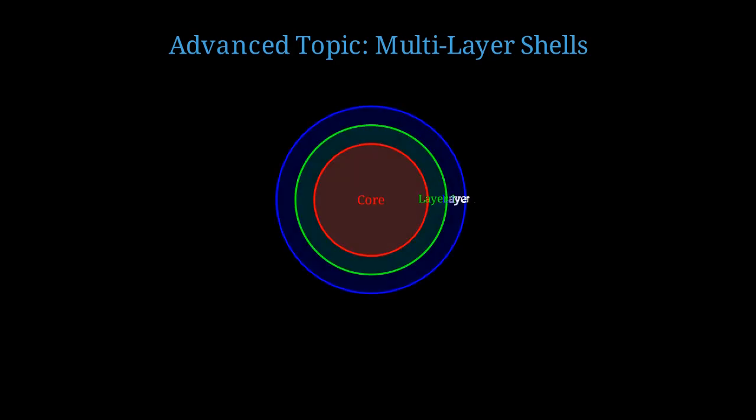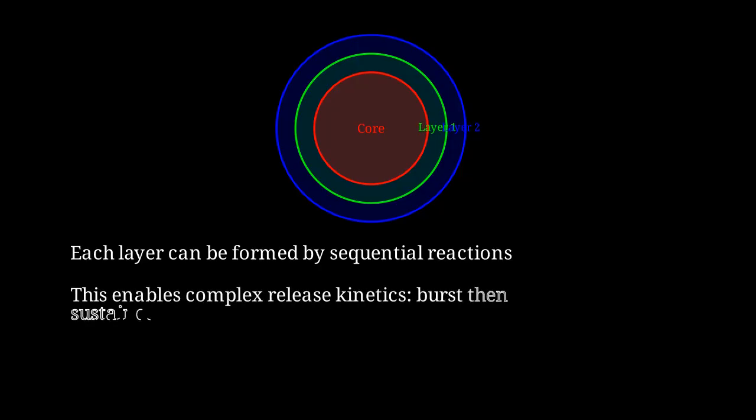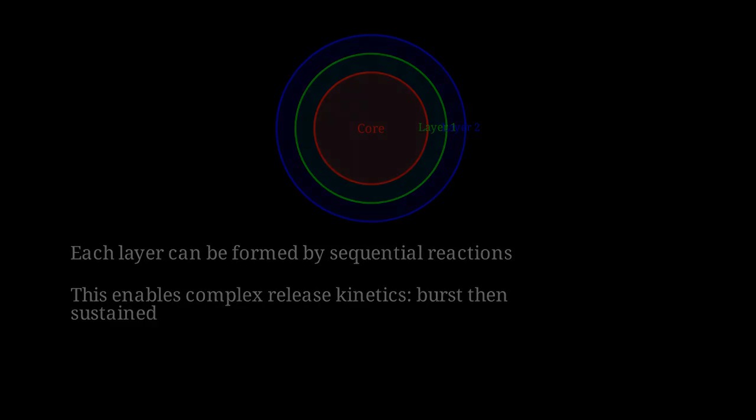Imagine a core surrounded by an inner layer with high permeability for fast initial release and an outer layer with low permeability for sustained release. This creates a biphasic release profile. Each layer can be formed sequentially by changing the reaction conditions or introducing new monomers after the first layer has formed. This enables complex release kinetics, such as an initial burst release followed by sustained zero-order release over weeks.